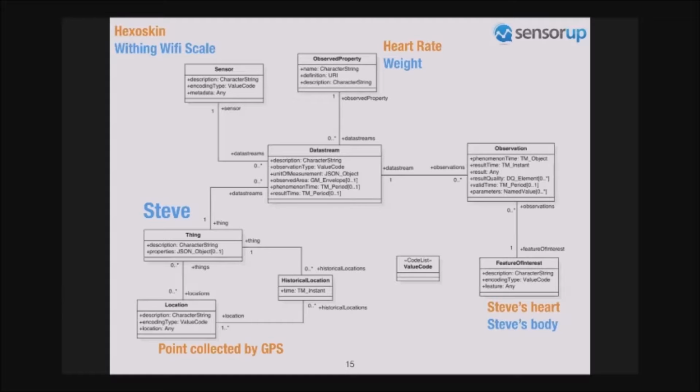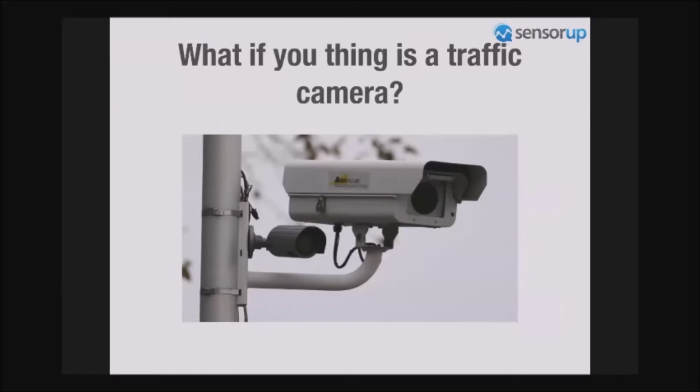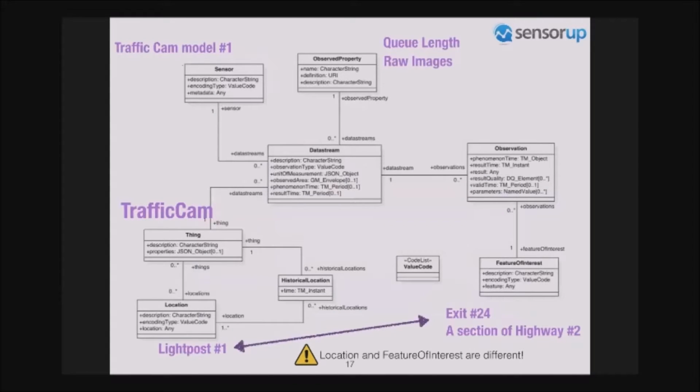So let me show you the other example, which is a very different use case. However, our data model works. What if your thing is a traffic camera? This is a very different use case, and it works too. So that's a great thing about following standards. So let's say my thing is a traffic camera. The location: I mount a traffic camera on top of a light post. So that's a location. It's not just a dot on the earth, right? It has meaning. It's a light post, has attributes and a location.